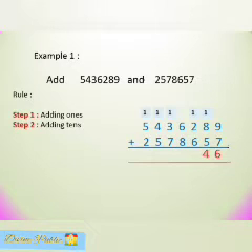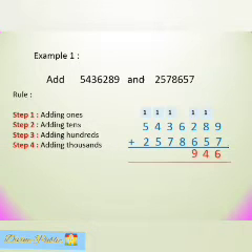After that we'll add the tens place. So 8 and 5 is 13, and 1 carry will be 14. So we'll write the 4 at the tens place and 1 will be carry. Now again we will add the hundreds place, that will be 9 and there will be no carry. After that we will add the thousands place. So 6 and 8 will be 14, 1 will be carry and 4 we will write at the thousands place.